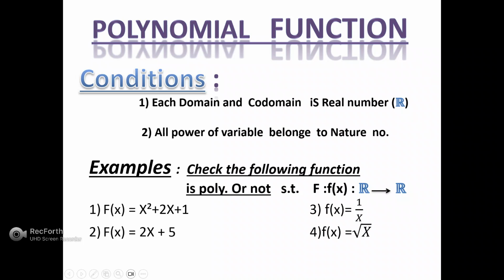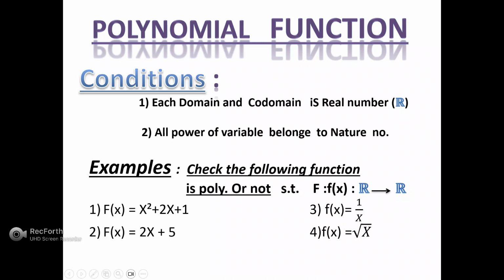But come with me to number 3 and number 4. Now we have 1 over x. We have a fraction, its numerator 1 and its denominator x. Now x is in the denominator, not the numerator. If we want to write x in another form, it equals x power negative 1. Does negative 1 belong to the natural numbers or not? No. So this function is not a polynomial function.